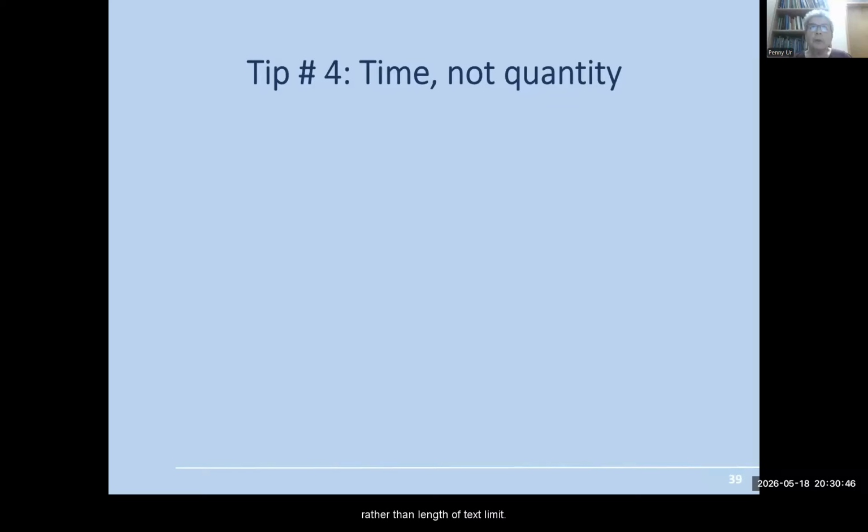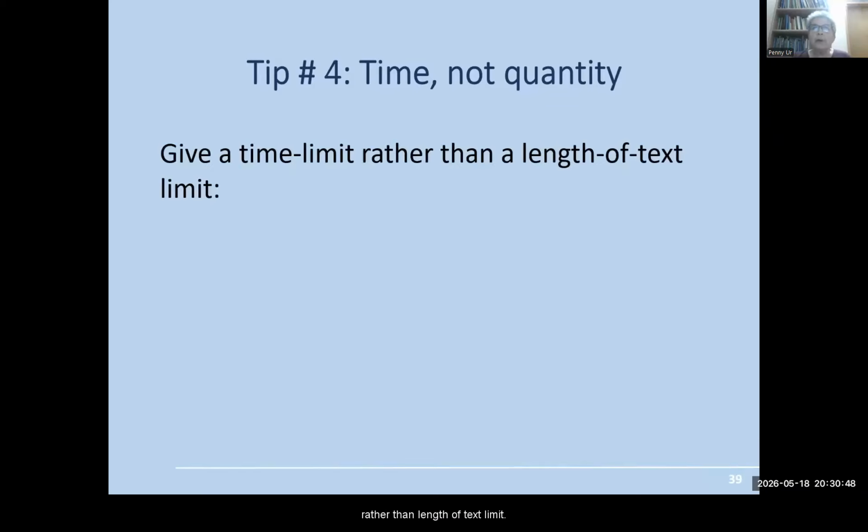Tip 4 is give a time limit rather than length of text limit. So not you have to write 4 sentences, but you've got 5 minutes to do as much as you can.